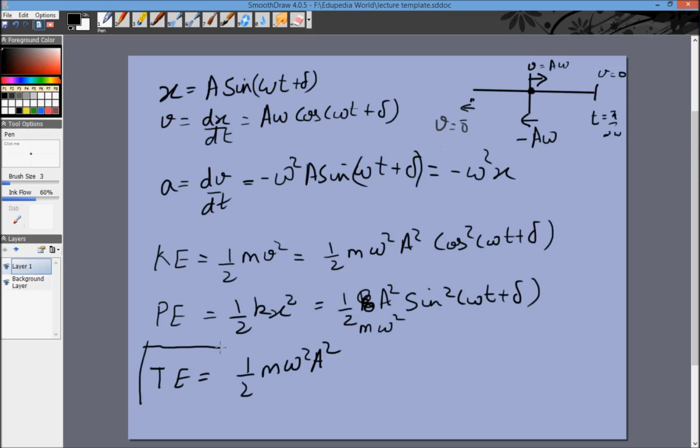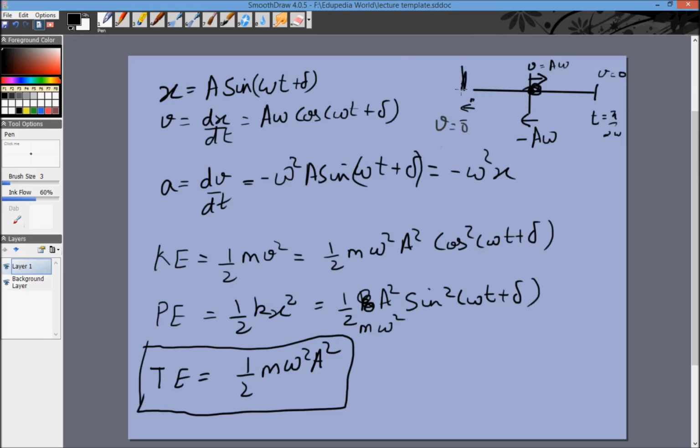And this is important. It tells us that the total energy in a simple harmonic motion is always conserved. It just keeps changing from kinetic energy to potential energy. When it is at the center, then the speed is maximum. It is all kinetic energy, no potential energy, because x is 0, the spring has no potential energy in it.